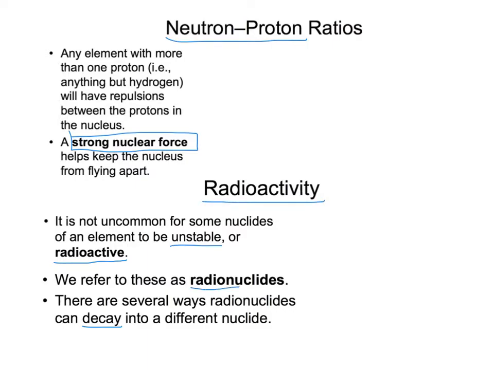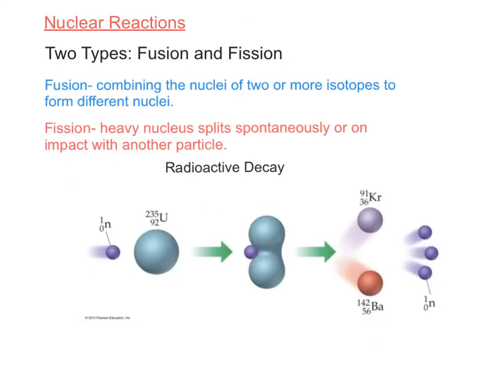These radioactive nuclei can also be called radionuclides. Now, there are several ways radionuclides can decay into different nuclides, meaning they decay to reach stability, as I just said. Now, let's talk about this decay. It's called a nuclear reaction. So that's one type of nuclear reaction.